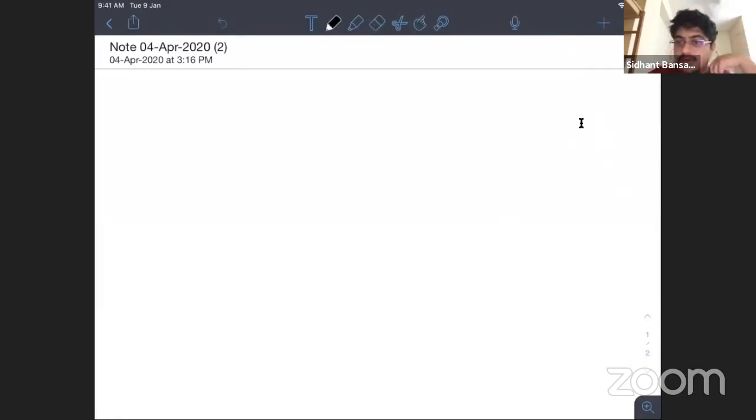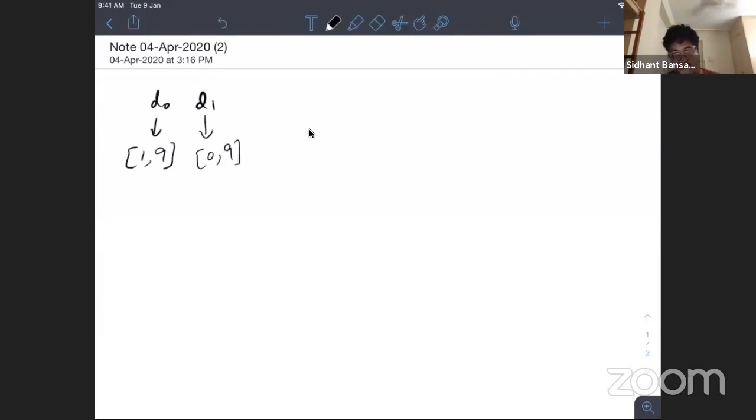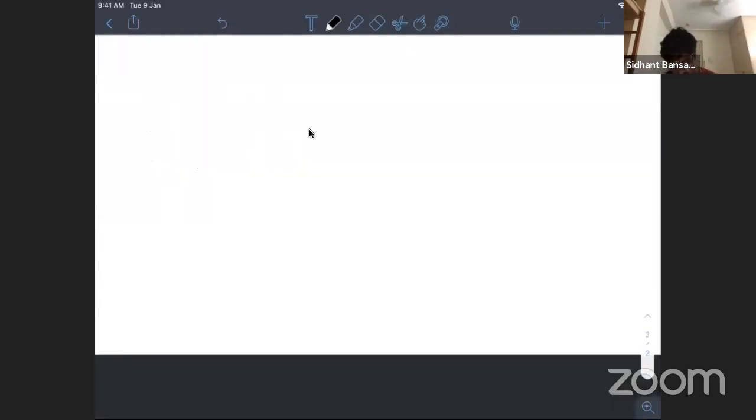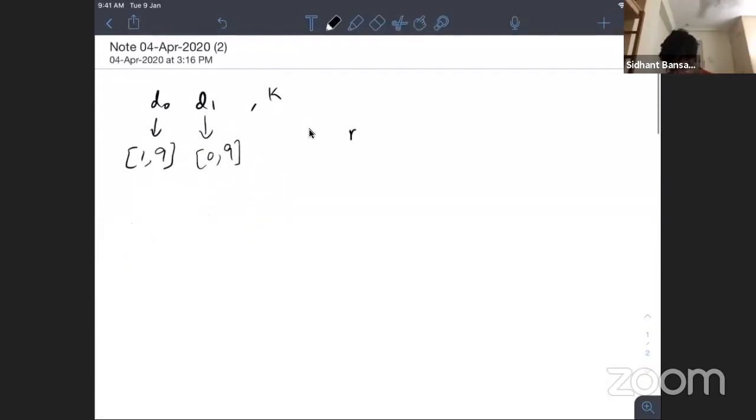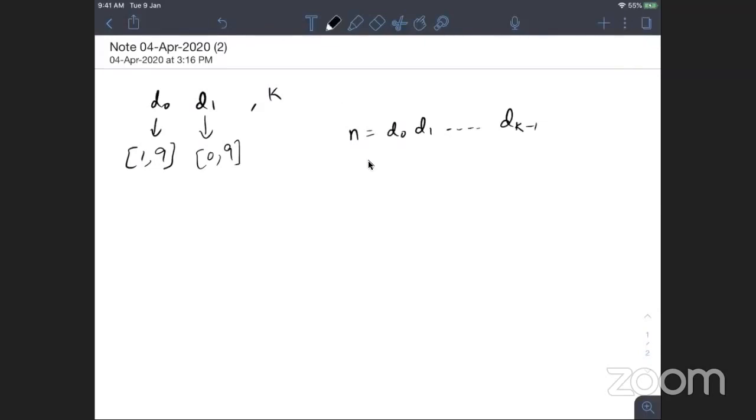Please explain the question again. Okay, I switched to my iPad, so I'll explain it here. You have a digit D0 and a digit D1. D0 can range from 1 to 9, and D1 can range from 0 to 9. You're given both of these digits and you're given K. You're given a method to create all the digits. So the number N will be equal to D0, D1, up to D(k-1). Here, I don't mean multiplication.